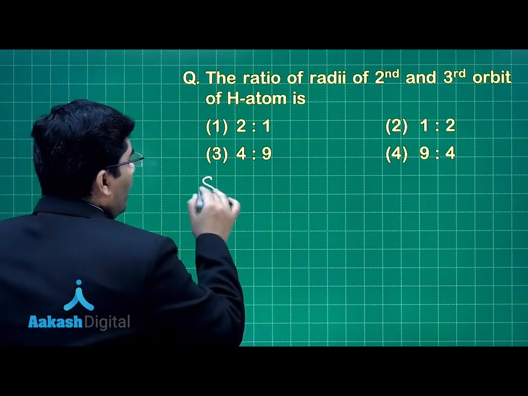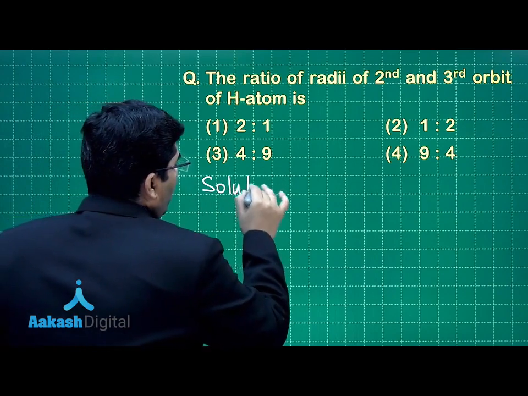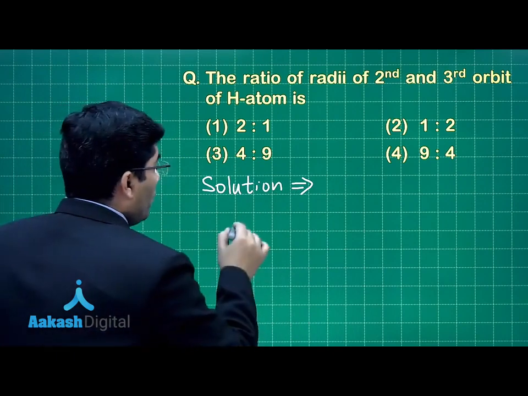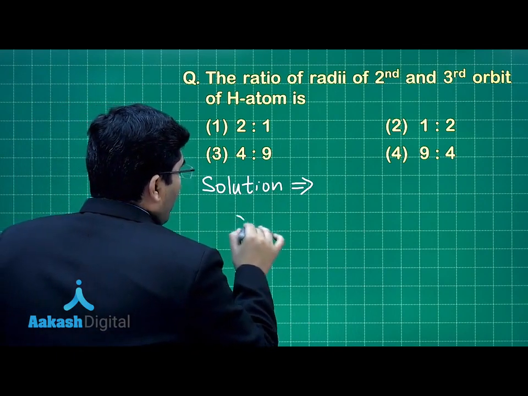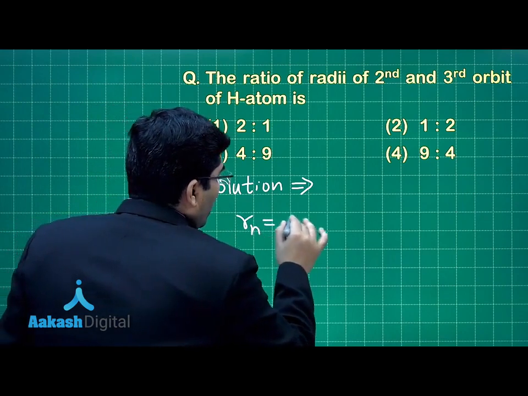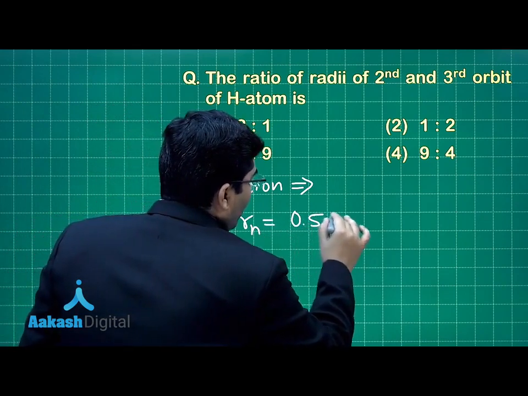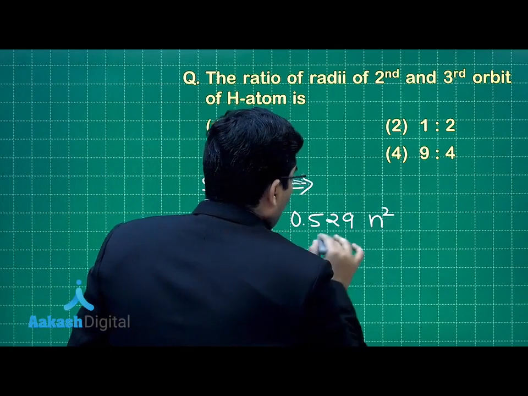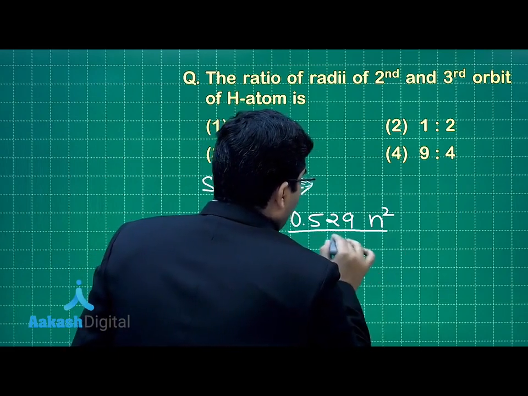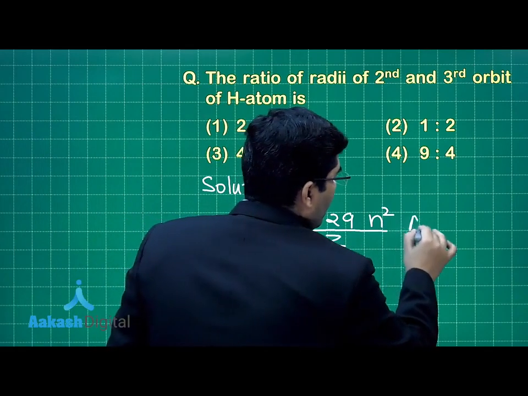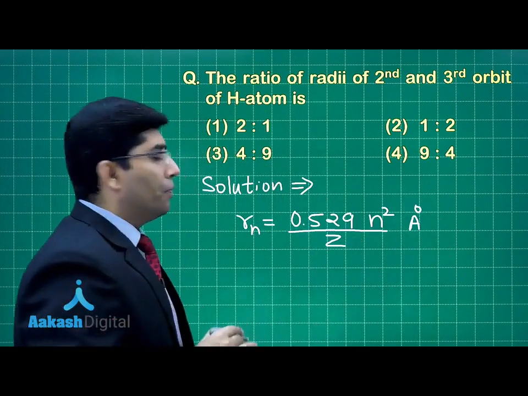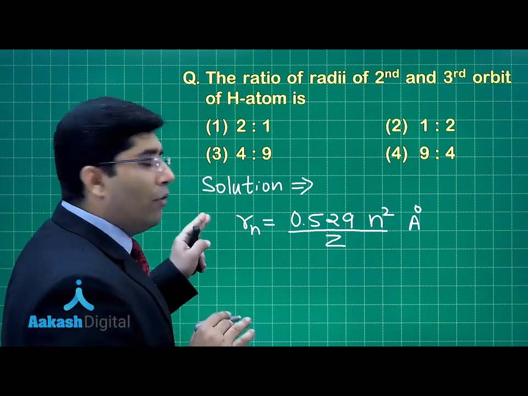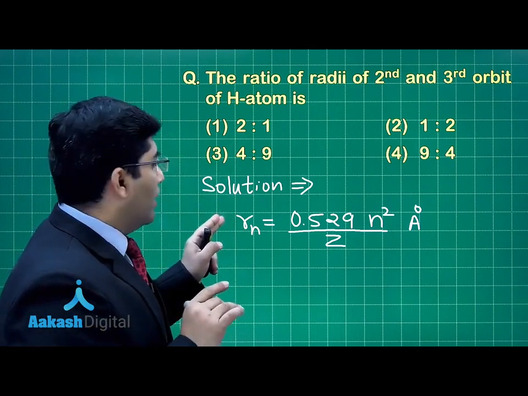The solution will be Rn is equal to 0.529 n square by z, and that is in angstrom, right? This thing we know. Now what we have to find out? We have to find out the value of R2 and the value of R3.